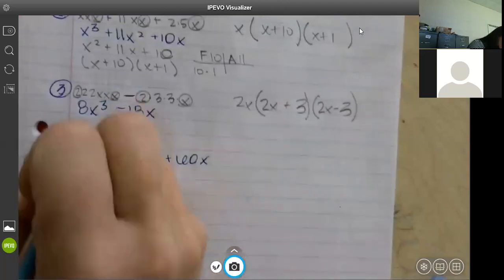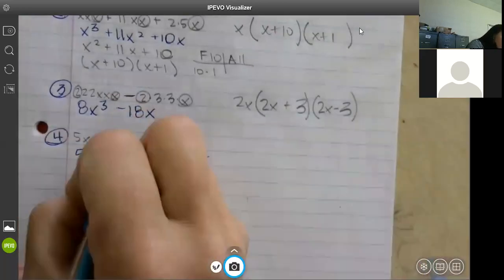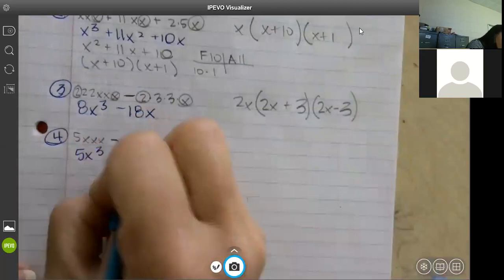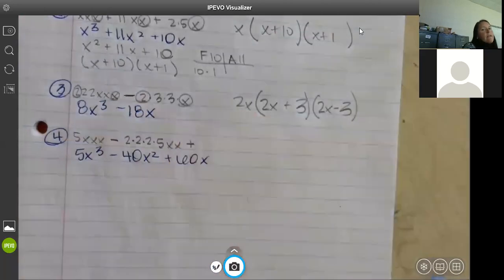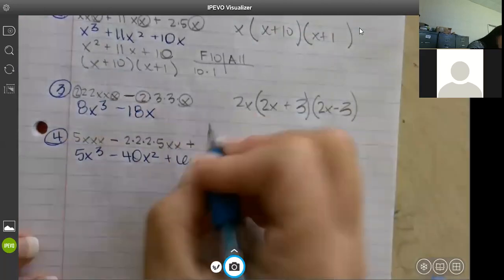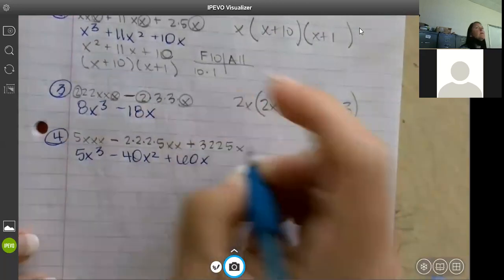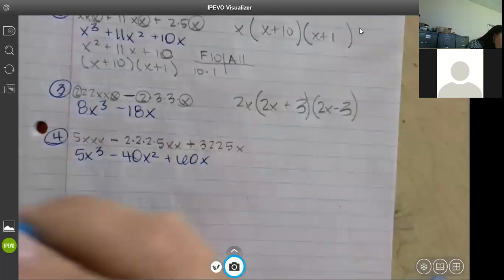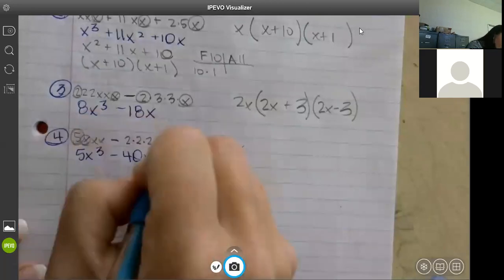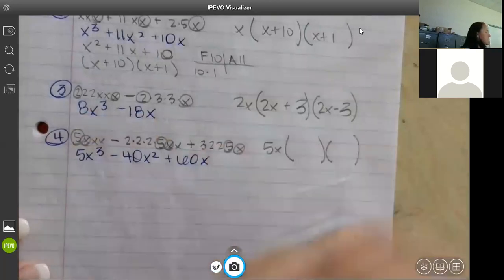So we have a 5 and 3 x's. We have a minus. 40 is 4 times 10. So 4 is 2 and 2. 10 is 2 and 5 and 2 x's. 60 is 6 and 10. 6 is 3 and 2. 10 is 2 and 5 and an x. What do they have in common? A 5 and 1x. So like I told you, I would write that out here and then just write my 2 parentheses as a placeholder.